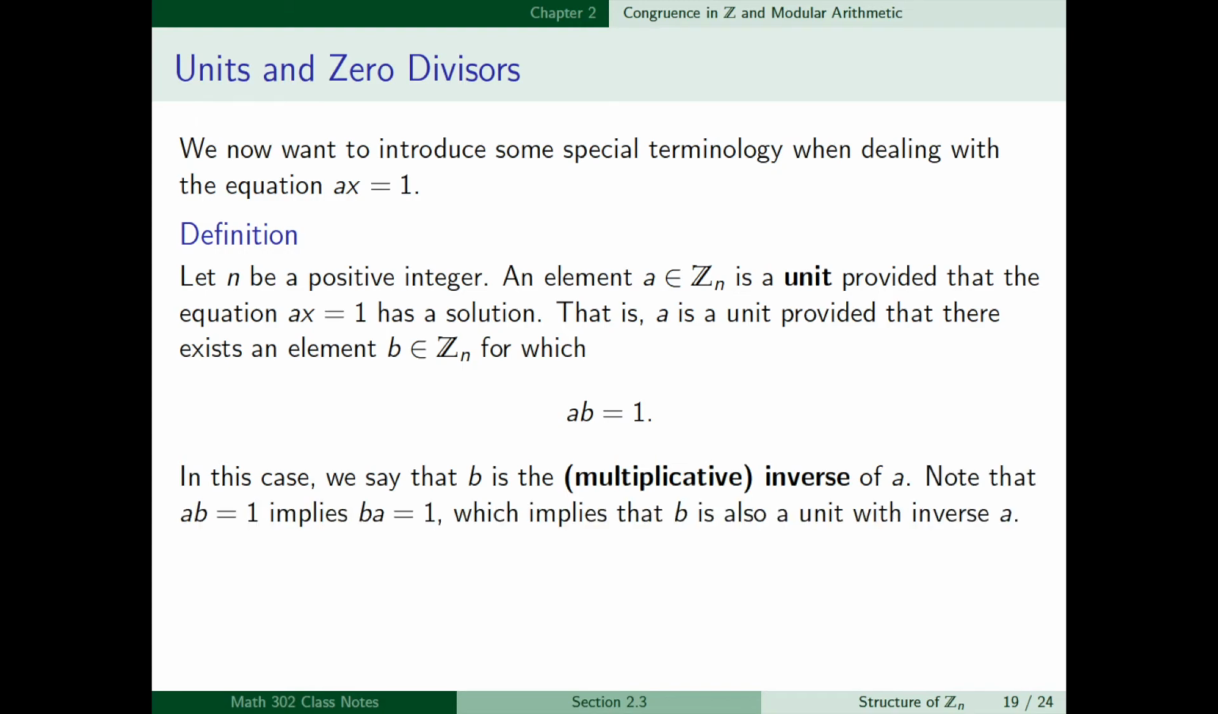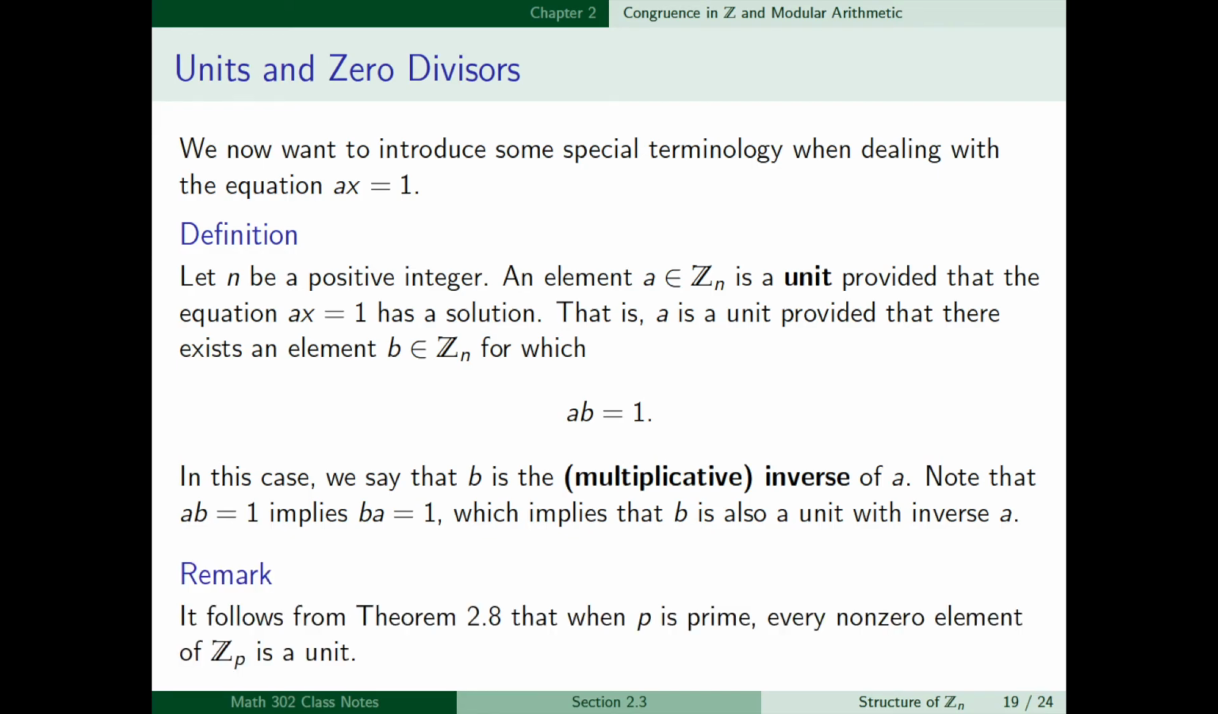Note that ab equals 1 implies that ba equals 1, which implies that b is also a unit with inverse a. So in the case that a is a unit with inverse b, b is a unit with inverse a. So the relationship is reciprocated. Now it follows from Theorem 2.8 that when p is prime, every non-zero element of Z sub p is a unit. So Theorem 2.8 said that in the case that p is prime, the equation a times x equals 1 always has a solution for non-zero elements.